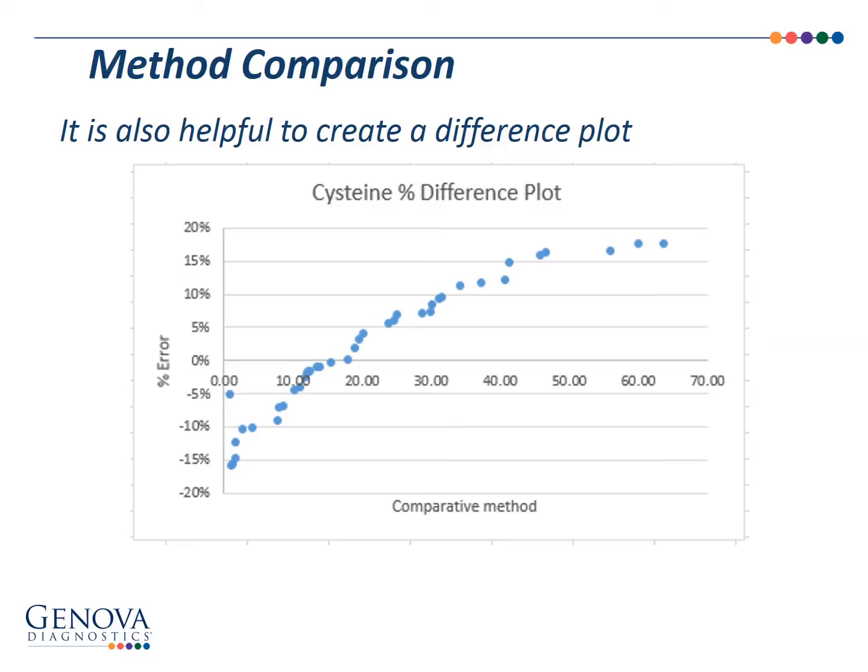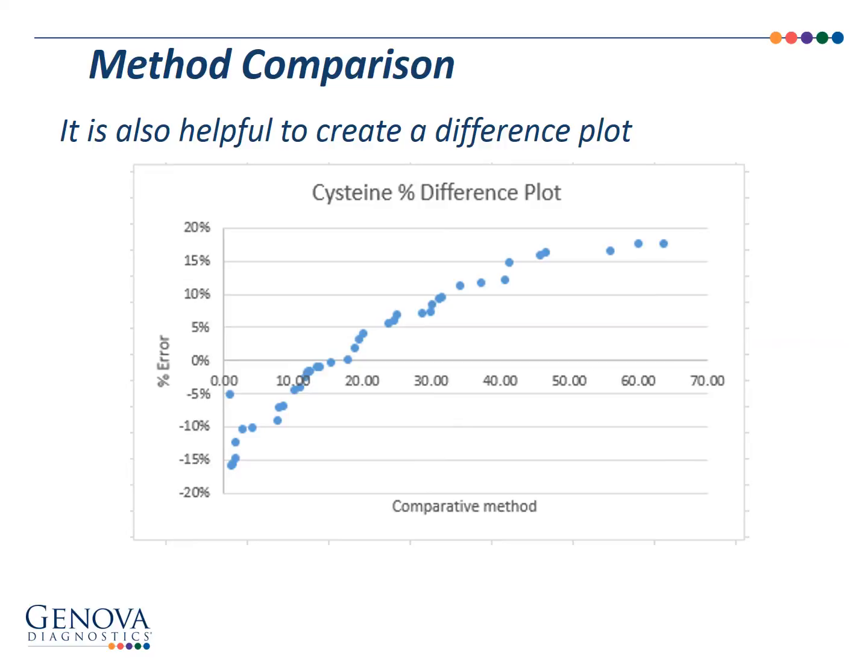Here's an example when you might have a percent error that shows a trend. So this is showing that at the bottom end of the assay, we're having negative percent errors. It flips somewhere around 10 and then just continues to grow. But if you look at the actual percent errors, all of these points are within 20% error.